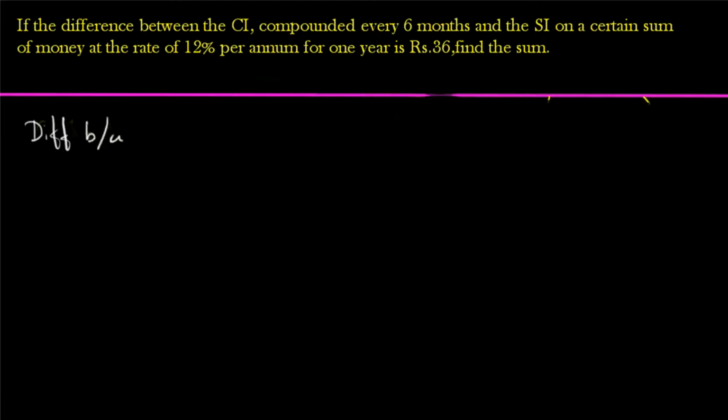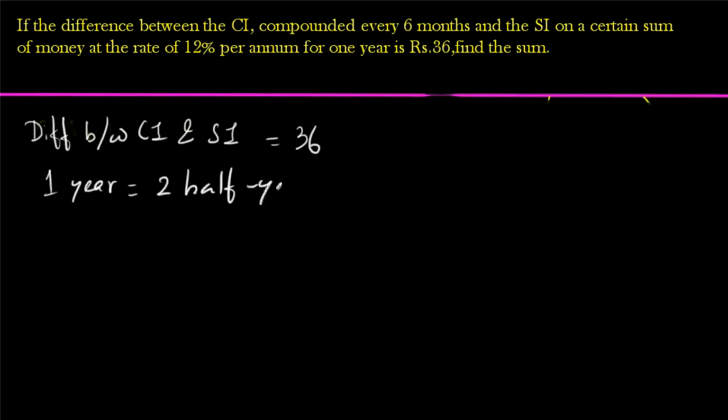The compound interest is compounded every 6 months and the simple interest is taken for 1 year. So there is a difference there. Okay, compound interest is compounded every 6 months and the difference between compound interest and simple interest is given as 36, for 1 year. So there is no problem. 1 year we can take as 2 half years.